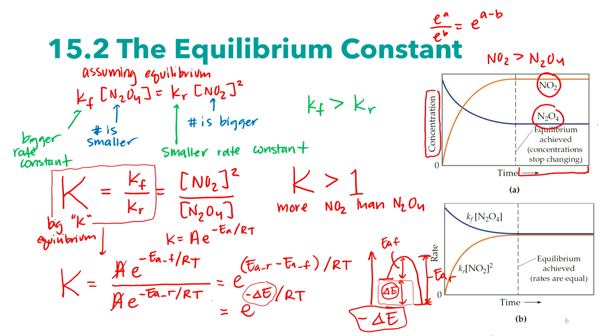Did you say a minus b, like the exponent rule? Did you do reverse minus forward? Wouldn't it be forward minus reverse? Well, I had a negative down here, so it's negative Ea forward minus a negative Ea reverse, and so that makes the second term positive. Does that make sense? And so I flipped it. The point that I want to make is that the equilibrium constant depends on delta E.